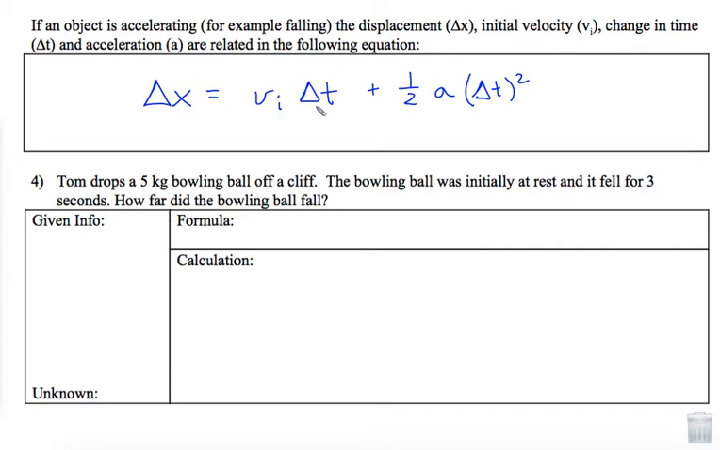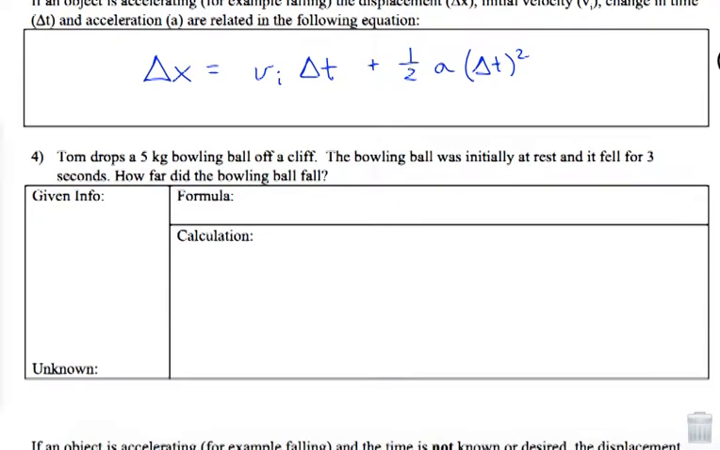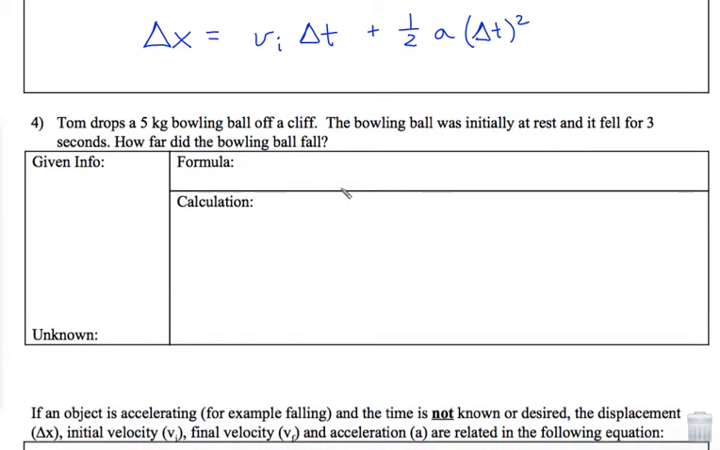Alright, so I want to point out a couple things here. This is vi times delta t, and this is 1/2 times a times delta t squared. The only thing that's being squared is delta t. Only the time gets squared, not the acceleration or the 1/2. So if you know the time, you square that and then you multiply by a and 1/2. So let's try to use this equation.